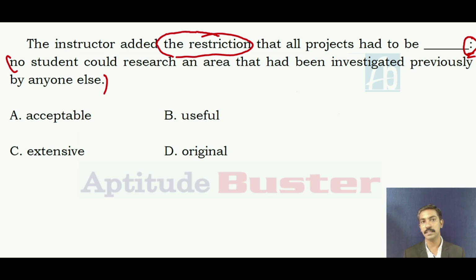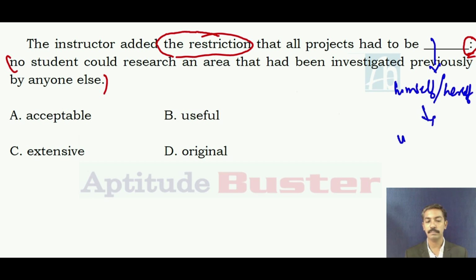For this question, you can understand the restriction given by the instructor is that no one should copy anyone else. Everyone has to make their project by themselves. So what could be the word for the blank? If no student could research an area that had been investigated previously, then each student had to do the project by himself or herself. In other words, the project must be unique. It should be done by a person. Apply it on the options.